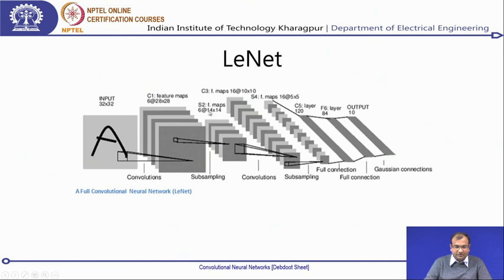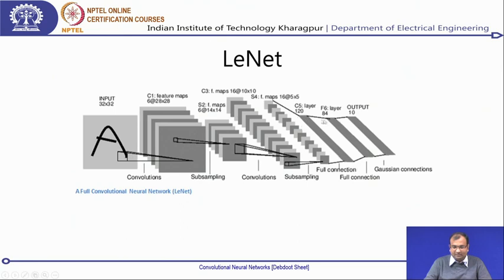So the next one is from 14 cross 14, you go down to 10 cross 10 and 16 such maps. From the 16 you do a subsampling and come down to a 5 cross 5 size from a 10 cross 10, so that's also a 2 cross 2 subsampling, and then you have 16 of these. So you have 16 into 25 neurons in total, which makes it 400 neurons. Now from 400 neurons you map it down through a fully connected layer to 120 neurons, which is C5.